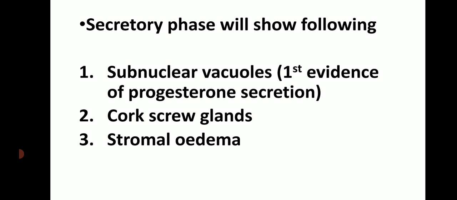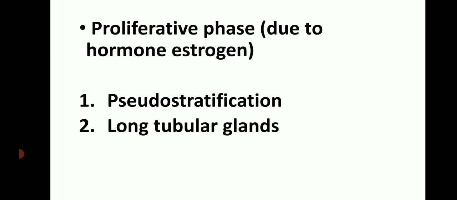Secretory phase will show the following: subnuclear vacuoles, first evidence of progesterone secretion, corkscrew glands, and stromal edema. Proliferative phase is due to the hormone estrogen, with pseudostratification and long tubular glands.